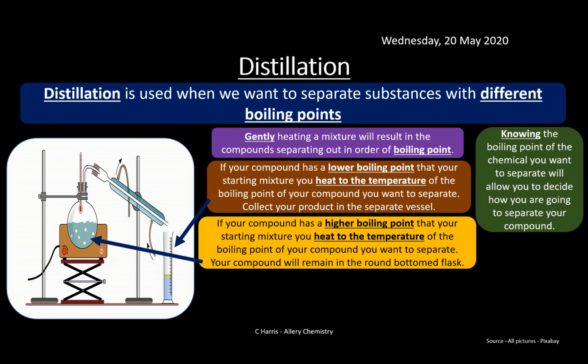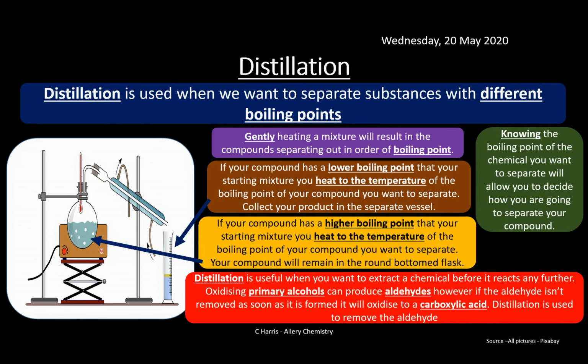So if you've got a higher boiling point compound that you want, you heat the mixture to the boiling point of the compound you want to separate, and basically your higher boiling point compound will remain in this flask here, and the one that you don't want will be in here. So you're just doing it in exactly the same way. It's just dependent on what you want to collect.